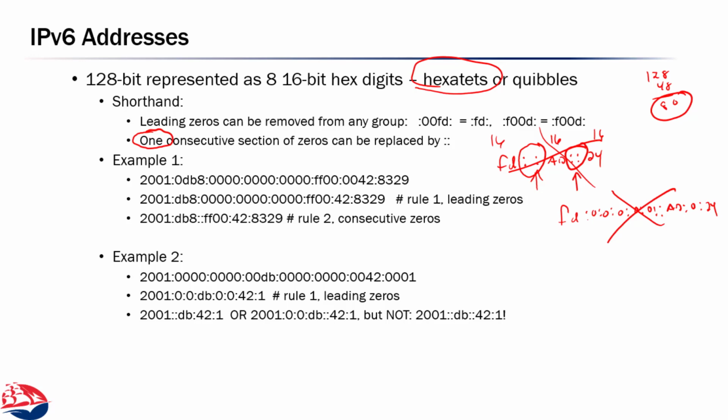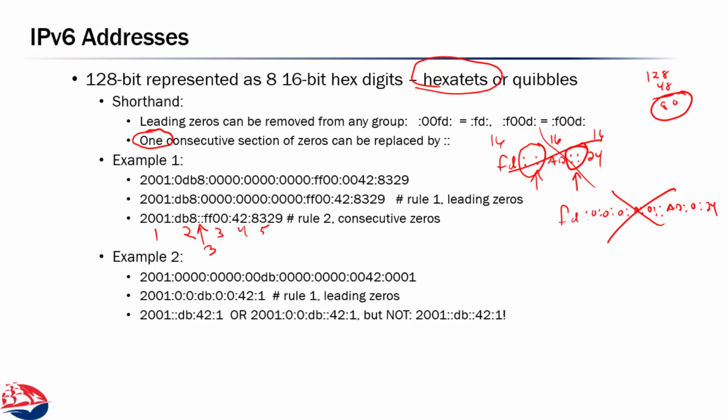Now if I think about why I can do it once, well, this is a 16-bit. There's another 16-bit. There's 3, 4, and 5. And we need a total of 8. So how many bits of zeros do I have? I have 3 groups of zeros, 24 bits. Oh, sorry, 48 bits.